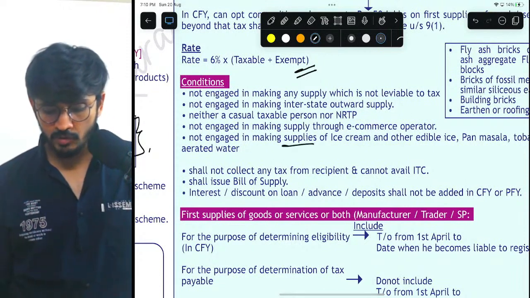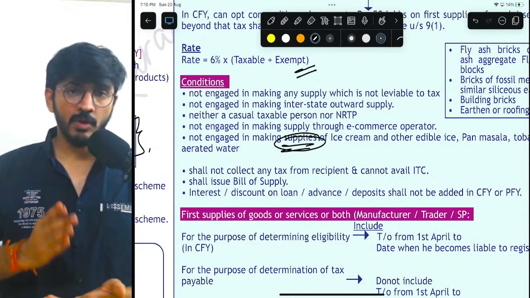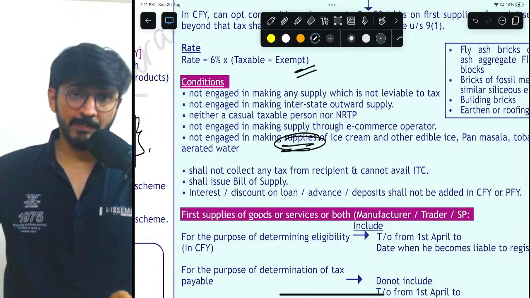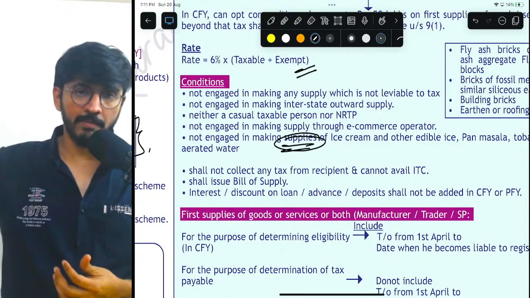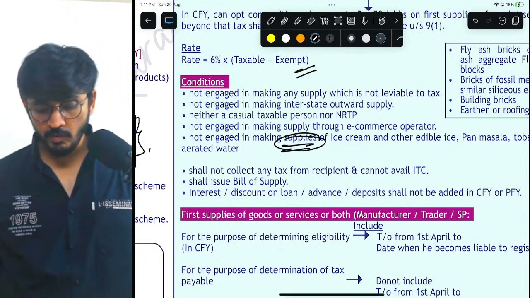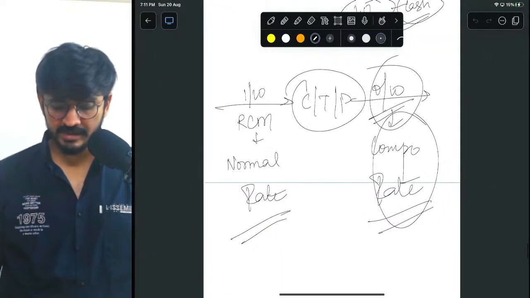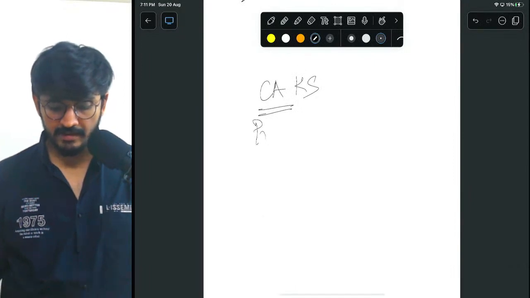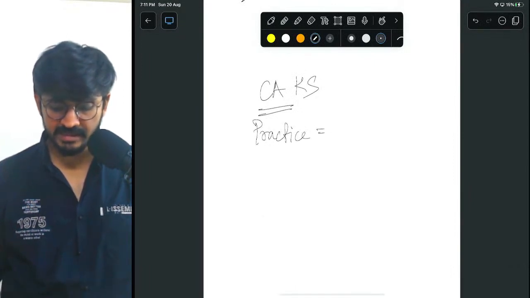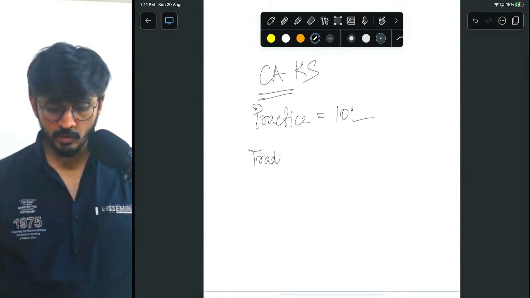You are not supplying goods like, now understand, here they've specifically mentioned that you are not supplying tobacco, pan masala, aerated water, ice cream, and so on. So here they have mentioned both trader and manufacturer. For example, understand if I am a CA, and my income through practice is let's say 10 lakhs. And let's say I now want to become a trader of ice cream.